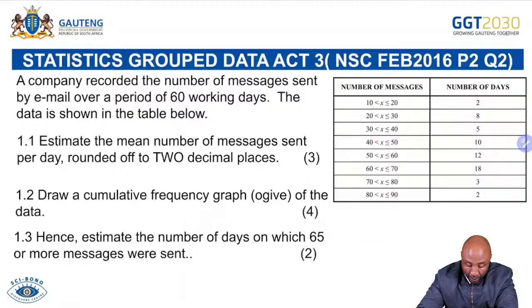We have a company that recorded the number of messages sent by email over a period of 60 working days. The data is shown in the table below. We have to calculate the estimated mean. We have to draw a cumulative frequency graph, which is our Ogive, but because we do not have a graph, it will be just an estimate. Hence, estimate the number of days on which 65 or more messages were sent. I will give us 6 minutes to answer those 3 questions.